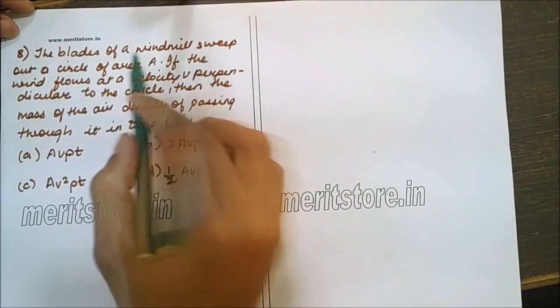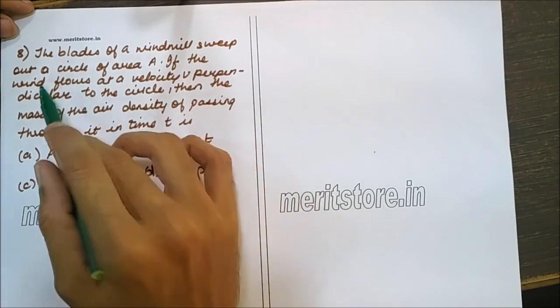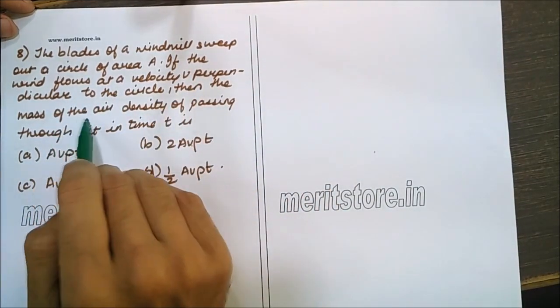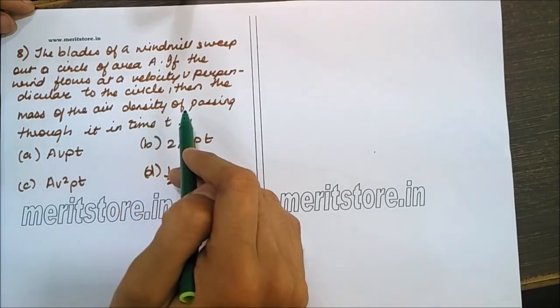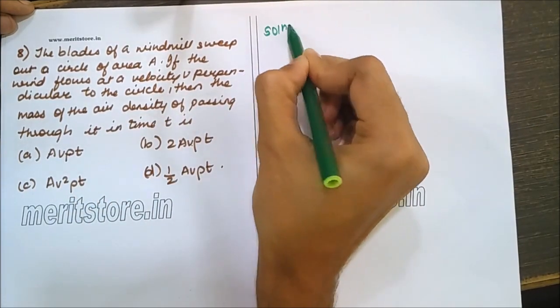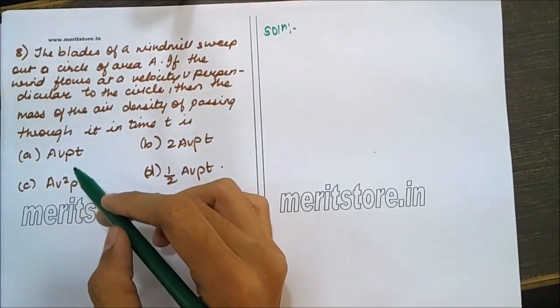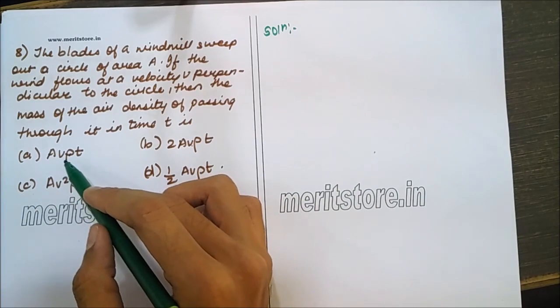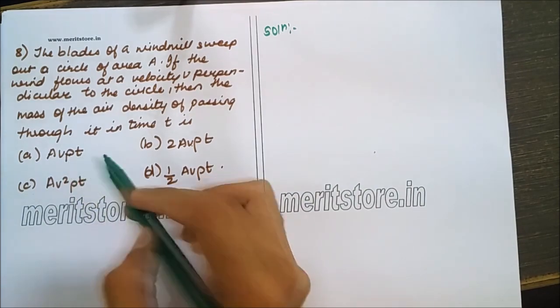The blade of a windmill sweeps out a circle of area A. If the wind flows at a velocity v perpendicular to the circle, then the mass of the air of density rho passing through it at time t is. So now we have given the options A, V, rho, t, that is area of cross section multiplied by the velocity multiplied by the density multiplied by the time.